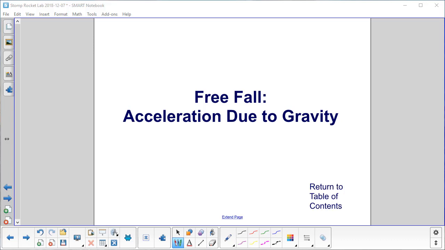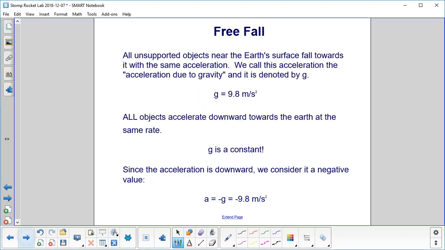Free fall and the acceleration due to gravity. All unsupported objects near the Earth's surface fall towards it with the same exact acceleration. This acceleration is the acceleration due to gravity, and it's denoted by g. g is equal to 9.8 meters per second squared.